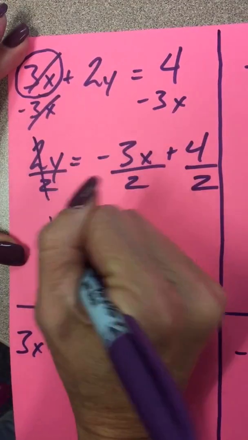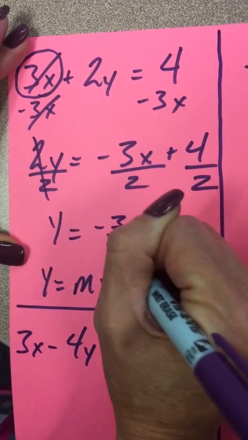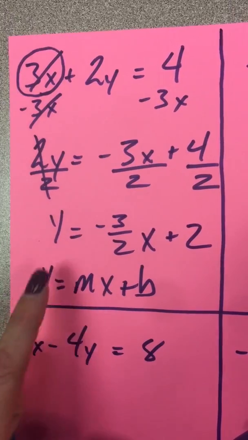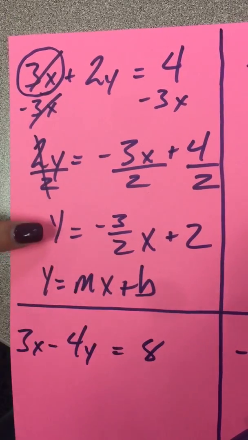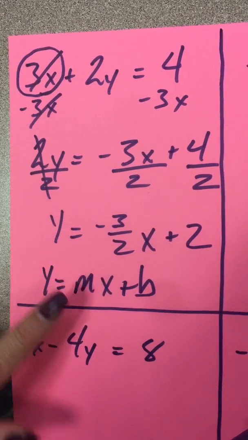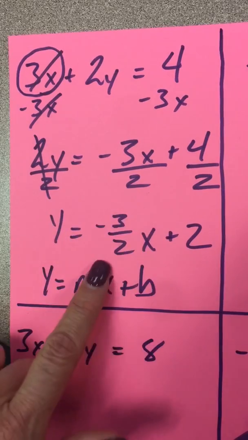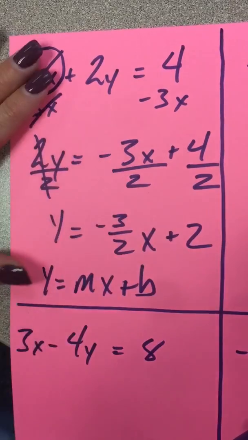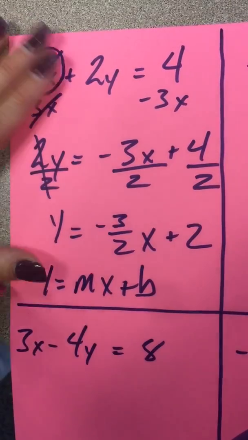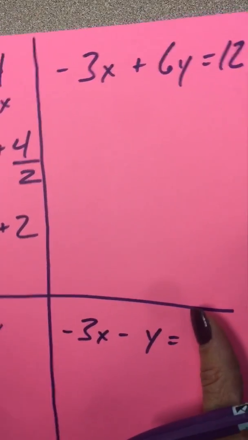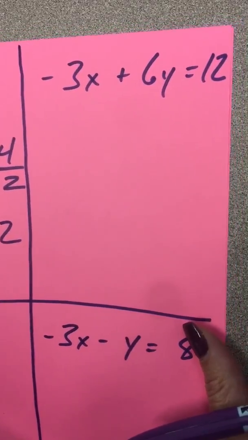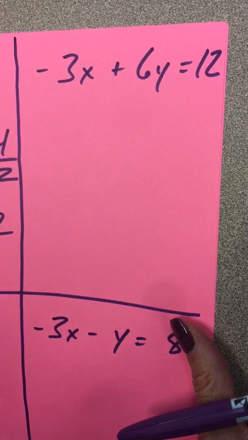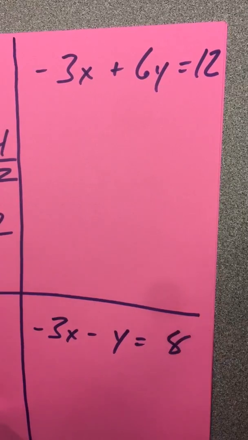And so we've got y equals negative 3 halves x plus 2. We simplify, and then we've got slope-intercept form, and we've got the slope, which is negative 3 halves, and we have the y-intercept, which is 2. So that's how to do it, and we're going to keep running through some different examples with different signs, so we can try to look at all of the different things we might run across.